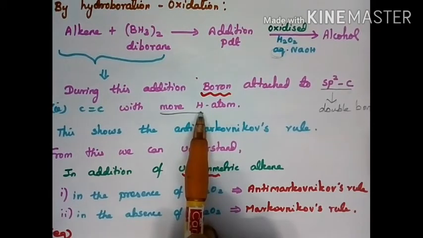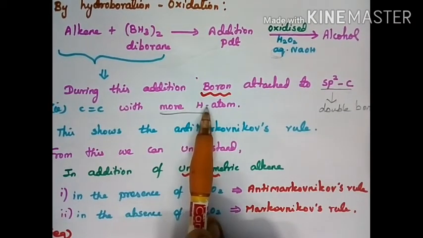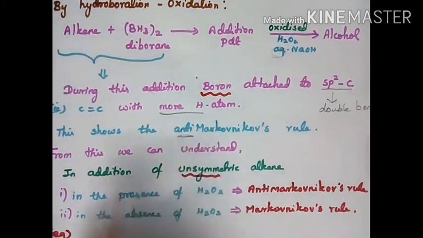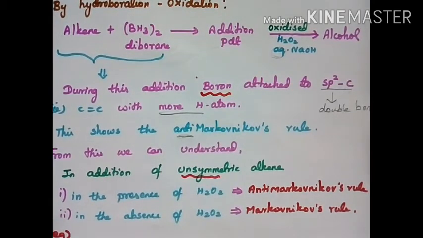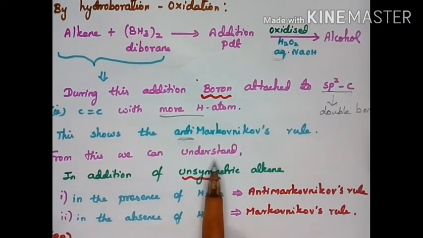In this reverse manner we studied, no, what is Markovnikov rule? Markovnikov rule is nothing but the negative part of the addendum goes to the carbon carrying less number of hydrogen. In hydroboration, it goes to the more number of hydrogen. This is called the anti-Markovnikov rule. Anti means opposite to Markovnikov rule. So from this we understand.